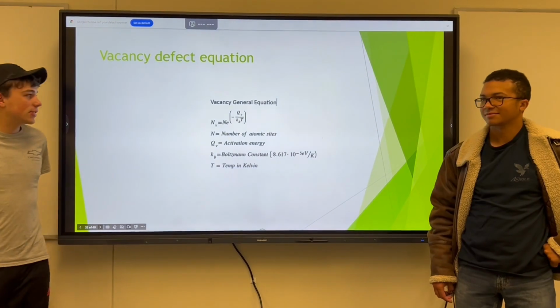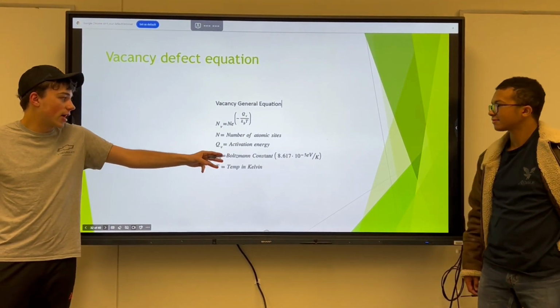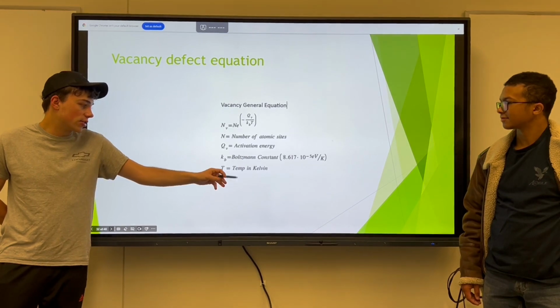So we have the vacancy general equation here. N is the number of atomic sites, QV is the activation energy, KB is the Boltzmann constant, and T is the temperature in Kelvin.